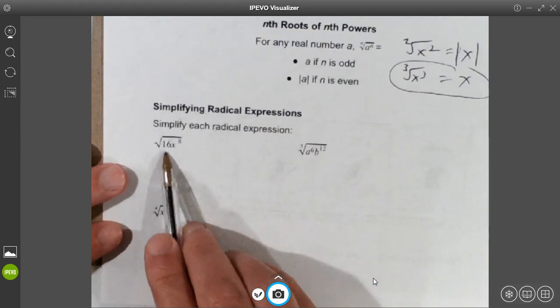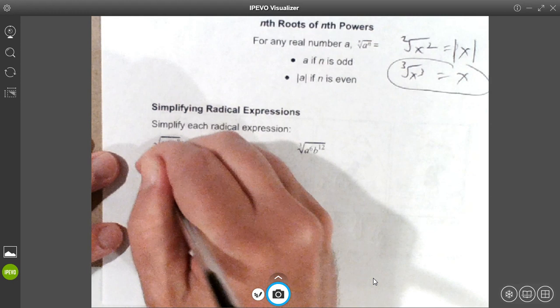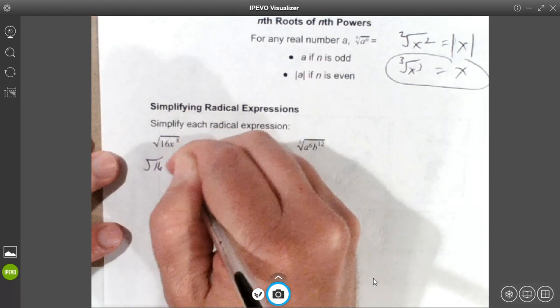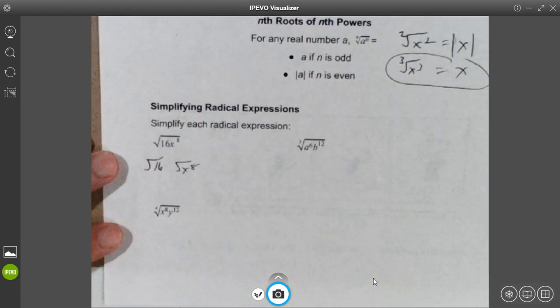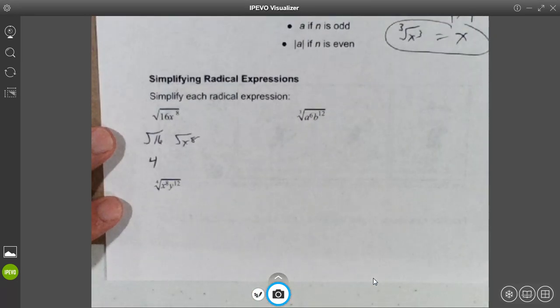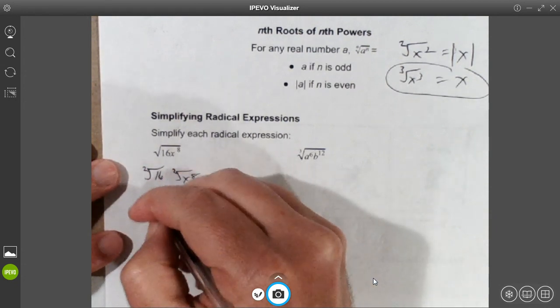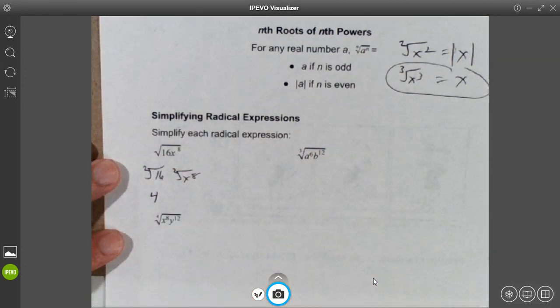So here, if I want to do the square root of 16x to the 8th, what I like to do is just break this up. It's the square root of 16 and the square root of x to the 8th. Well, the square root of 16 is just 4. Now again, technically these are even, so I would want to do the absolute value of 4, but the absolute value of 4 is just 4.